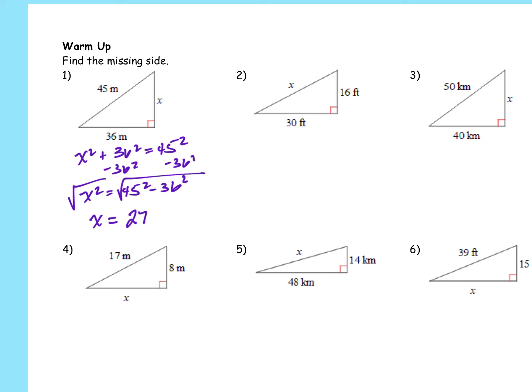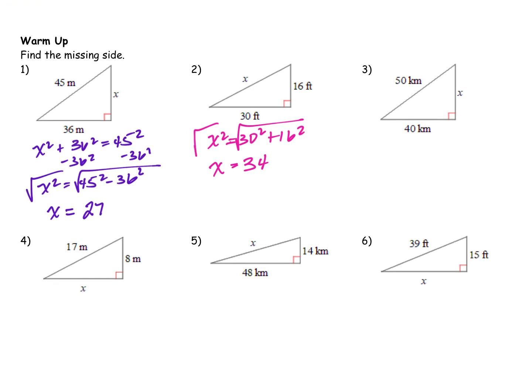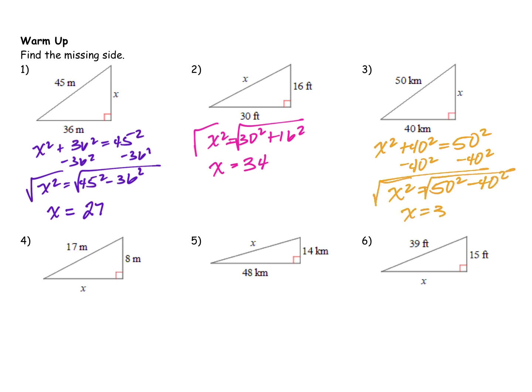Okay, same with this one. X squared is going to equal 30 squared plus 16 squared. So square root it, and X equals 34. Here we have, what do we have? X squared plus 40 squared equals 50 squared. Subtract 40 squared. And I get X squared equals 50 squared minus 40 squared, square root. And X is going to equal 30. Okay.